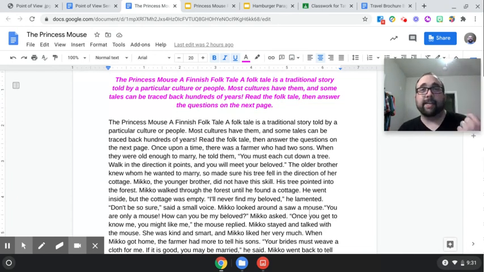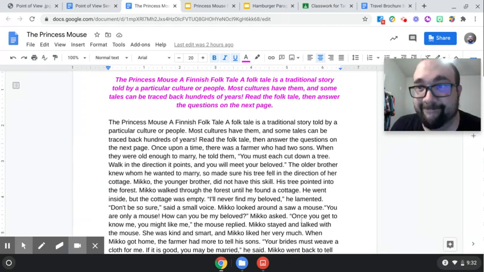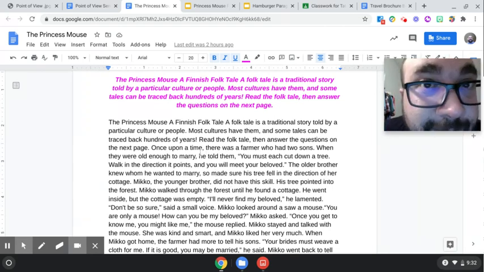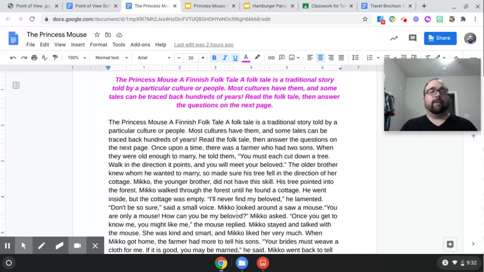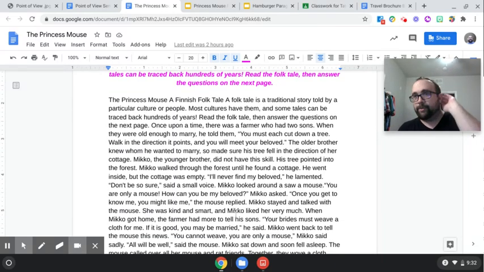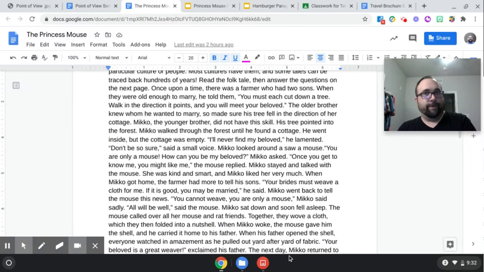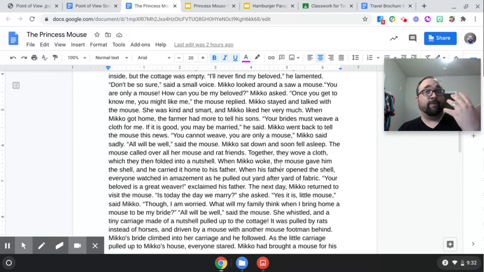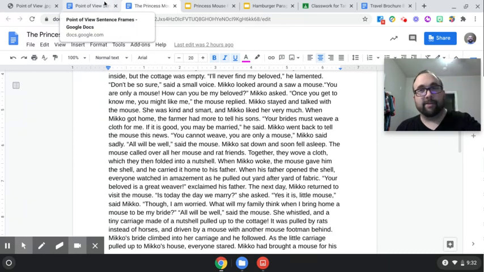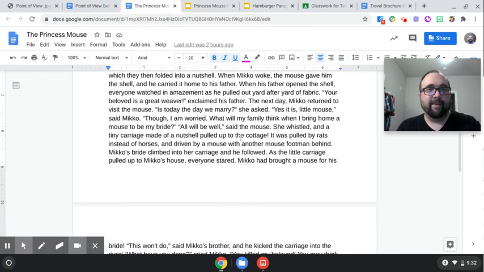Okay. So while we're reading The Princess Mouse, pay really close attention. If you need to, stop. Think about it. Ask your parent, ask your brother, ask your sister. Get on the Zoom with Mr. Herring. Do it. Okay, so as you read, you're going to be able to tell what kind of point of view the whole story is in, but you'll also need to be thinking of those questions from our sentence frames, okay?